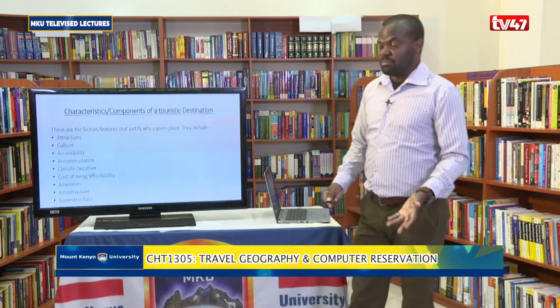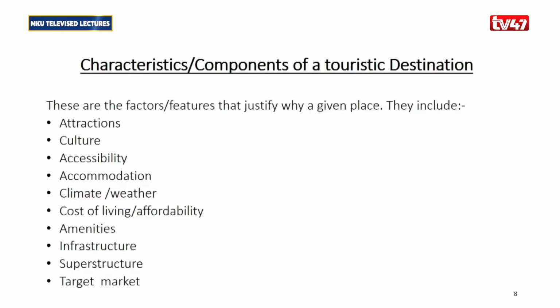So we have attractions, then we have culture. Talk about the culture of the place. Talk about accessibility, accommodation. And then we have climate, or talk about weather. Talk about the cost of living or the affordability. And then amenities. We have infrastructure. We have superstructure, as well as the target market. Now, let's look at the first.